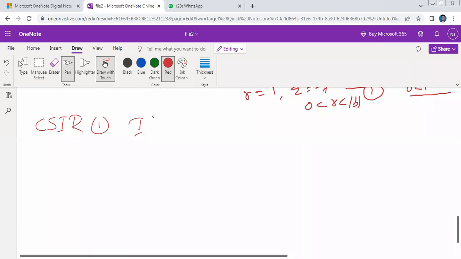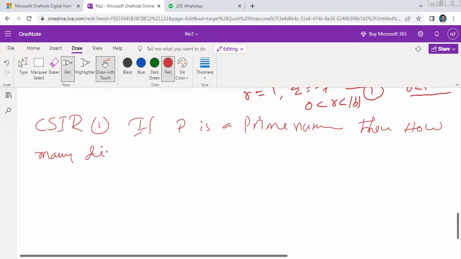This is the CSIR question. If P is a prime number, then how many divisors does P have? Answers: 2 only, 1 and itself.